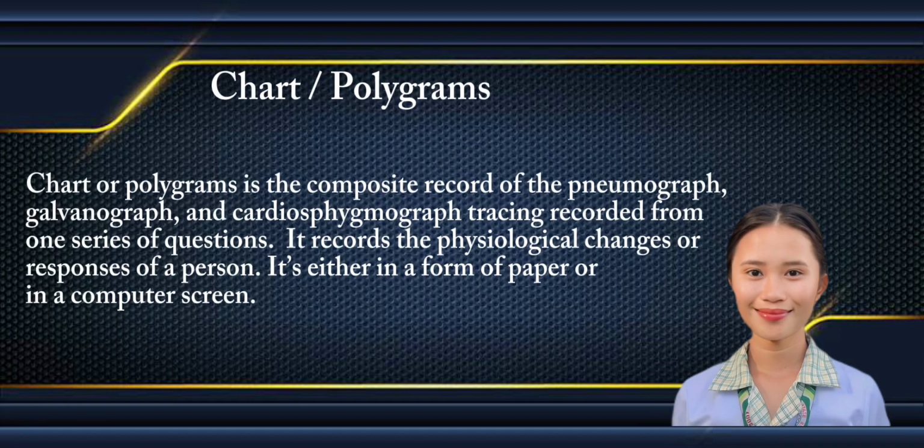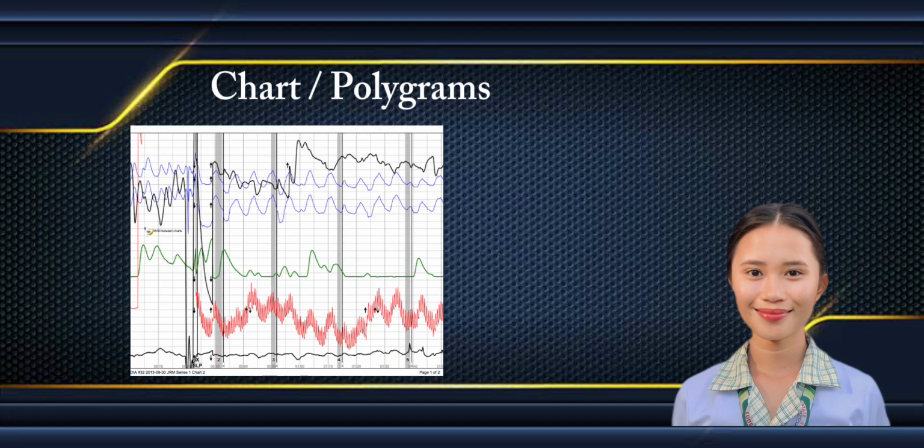Chart or polygrams. A chart or polygram is the composite record of a pneumograph, galvanograph, and cardiosphygmograph tracing recorded from one series of questions. It records the physiological changes or responses of a person. It is either in the form of paper or on a computer screen.